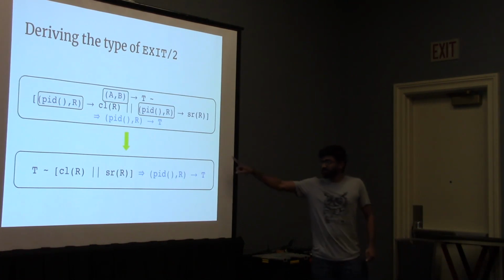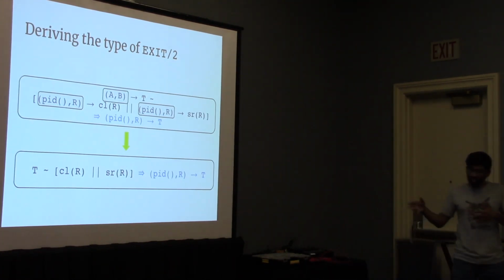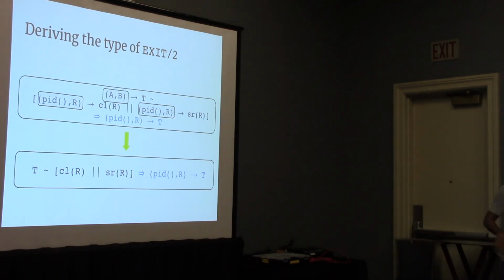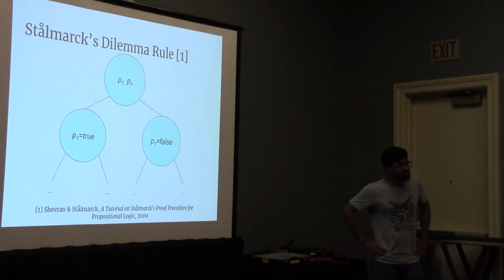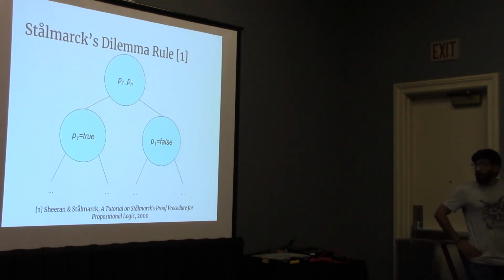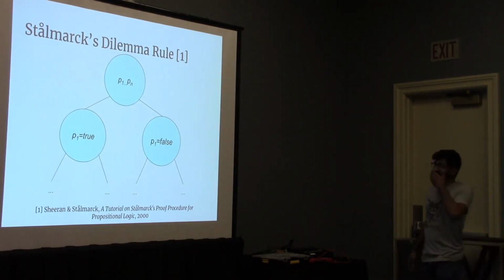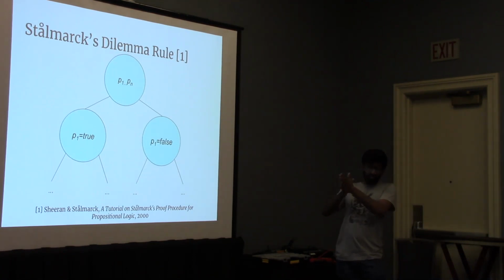And we finally arrive with the type which we had assigned to exit earlier, right? So this is the type of exit. All this, which we did by hand, is basically an application of a proof procedure from classical propositional logic. More specifically, it's called Stalmarck's proof procedure. And what we did here is apply something called the dilemma rule.